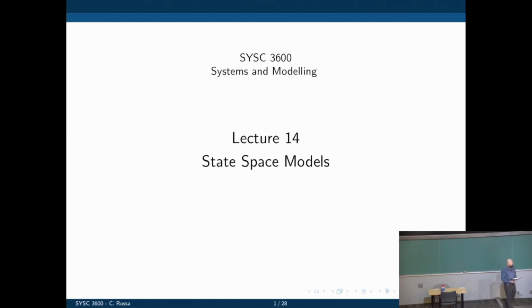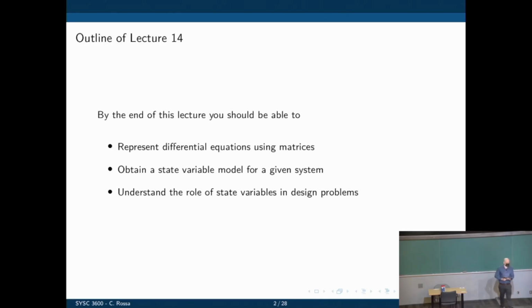Some of you may be interested in control systems, and if you go into control systems, most of the modern control system theory uses a state space representation rather than the classical control system, which is based on Laplace. So most of the theory there is based on what we cover here. Some of you will have more advanced control systems later, and this will come in handy. By the end of today's lecture, the objective is to represent differential equations using matrices, obtain the state variable model for a given system, and understand the role of state variables in the design process.